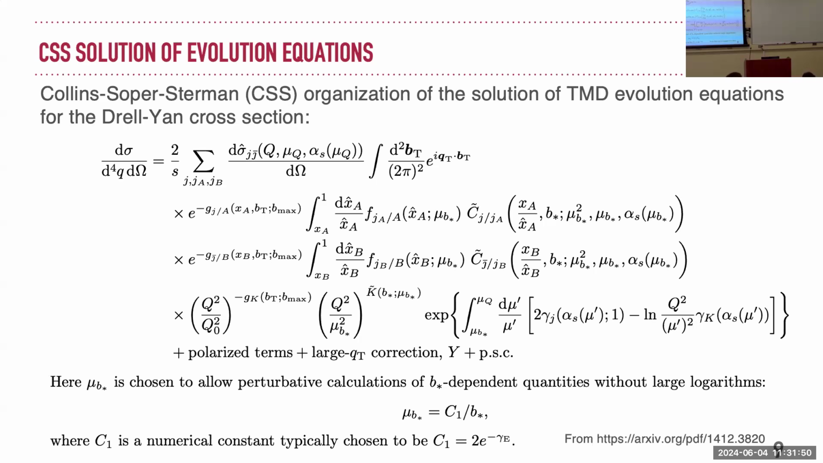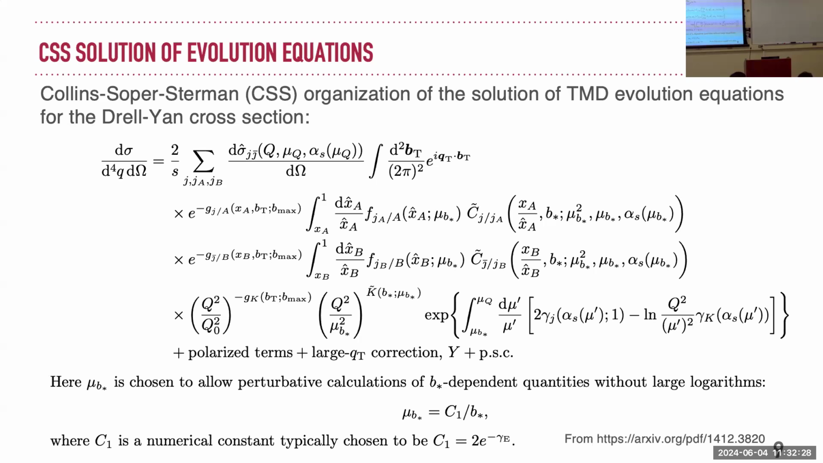What's important is that if you insert this B star in any function that you write, you have two things. First of all, this function becomes perturbatively calculable at any value of BT, because B star as a function of BT saturates at some value of B max, and you limit the size of B max so that it's not far away from the quarks, so it's perturbative. B max is chosen to be around 1 inverse GeV, 0.2 Fermi.